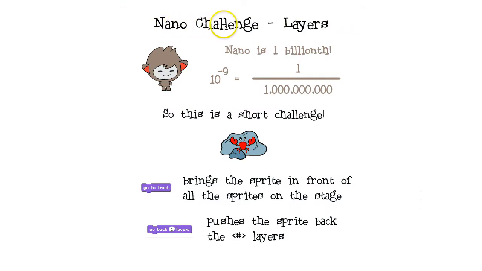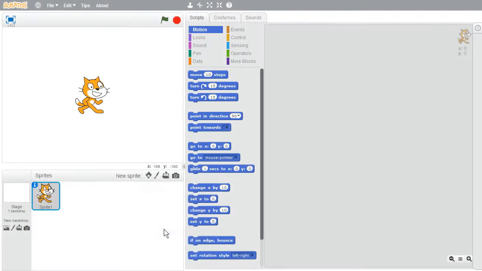This is a Nano challenge, and this is Nano. A nano is 1/1000th, 10 to the minus 9. That's 9 zeros. A nano is a small number, so this is a short challenge. This challenge will introduce the problem of having one sprite in front of another sprite on the stage. I'll use go to front to bring the sprite in front of all the other sprites, and go back layers to push the sprite back. I'll go to Scratch now.